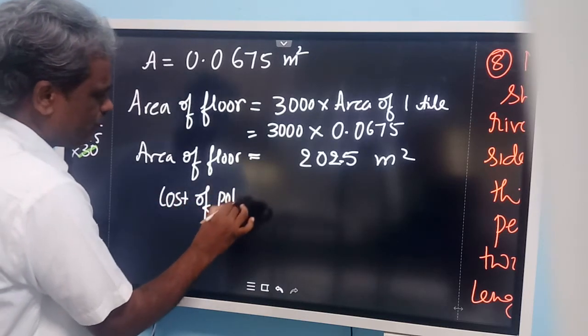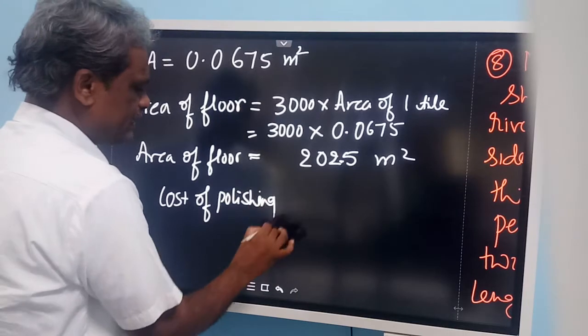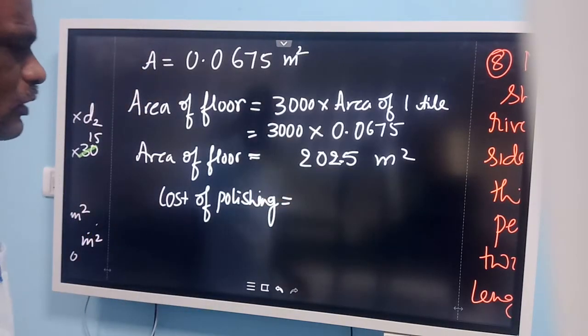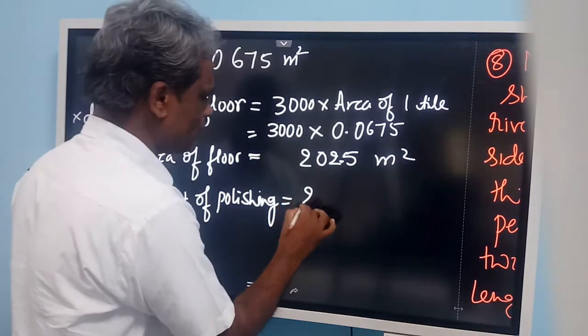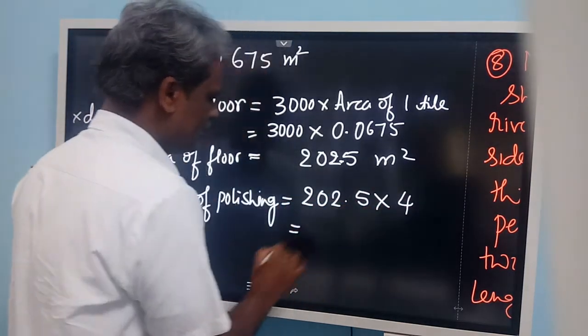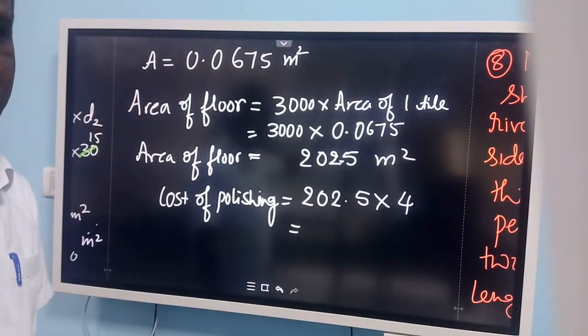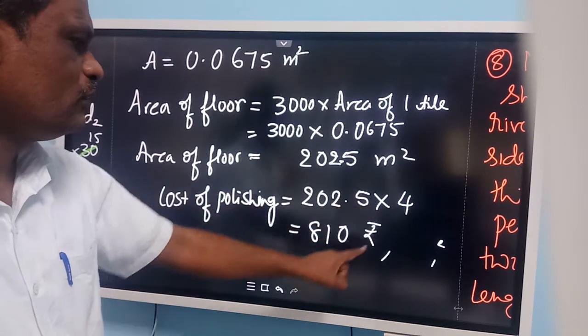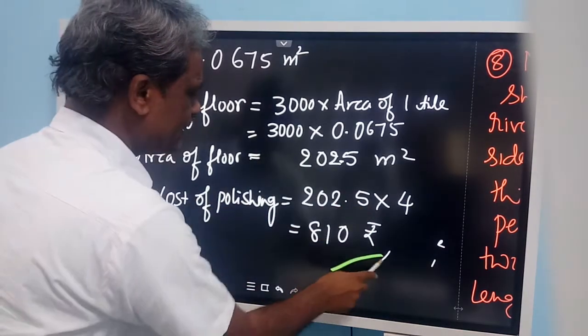polishing is equal to, you have the rate is equal to rupees 4 per meter square. In the question itself it is given rupees 4 per meter square. Therefore you multiply 202.5 into 4. So what will be the answer? You multiply and tell me now. After multiplication 202.5 into 4, you will get the answer 810 rupees.